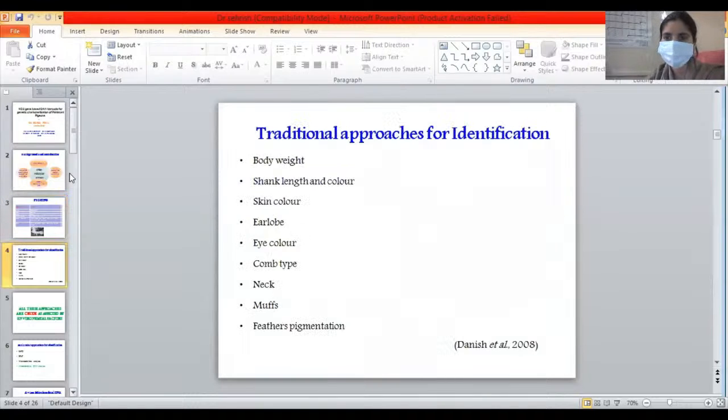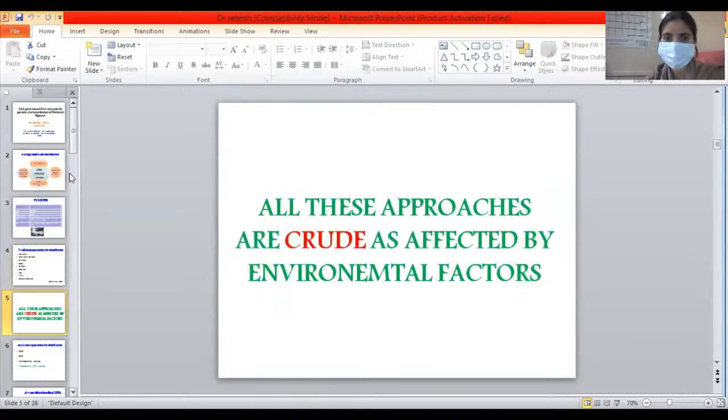Although the fanciers and bird breeders have some traditional and classical approaches for their identification, like using their body weight, shank length, skin color, earlobe color, neck muffs, and feather pigmentation, all these can contribute to phenotypic identification of the birds. But there are some problems, as all these methods can be affected by other factors as well. So all these methods are crude ones.